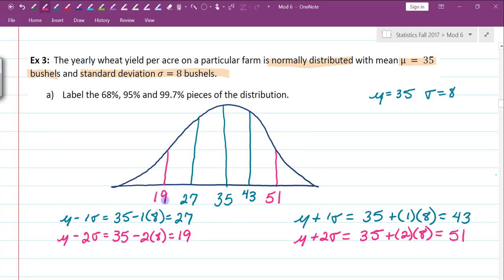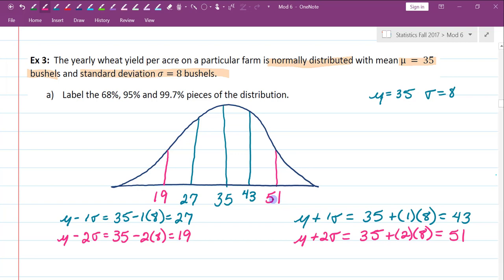So 19. So what we're saying here is that our average production on any field is 35, okay, for this one particular farmer, per acre. They yield 35 bushels of wheat per acre. 68% of the acres will yield between 27 and 43 bushels of wheat. 95% of the acres will yield between 19 and 51 bushels of wheat per acre.